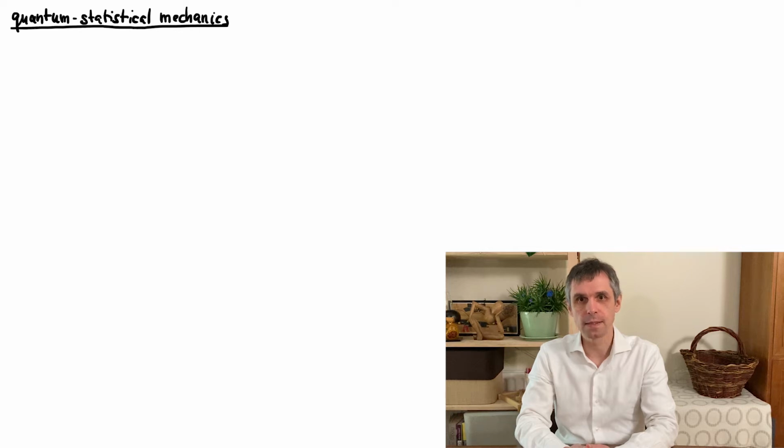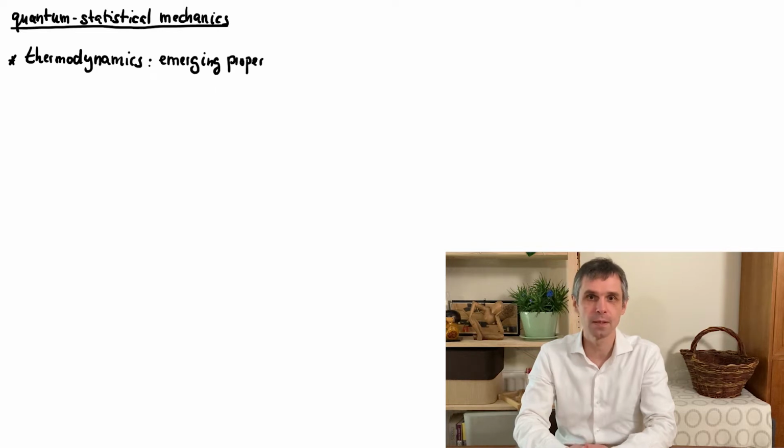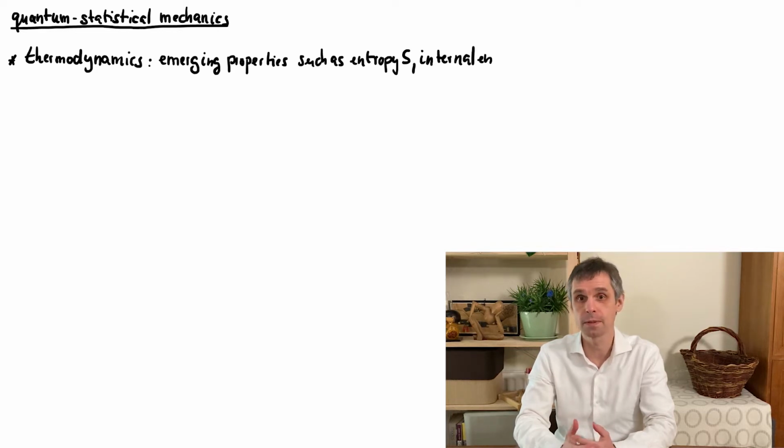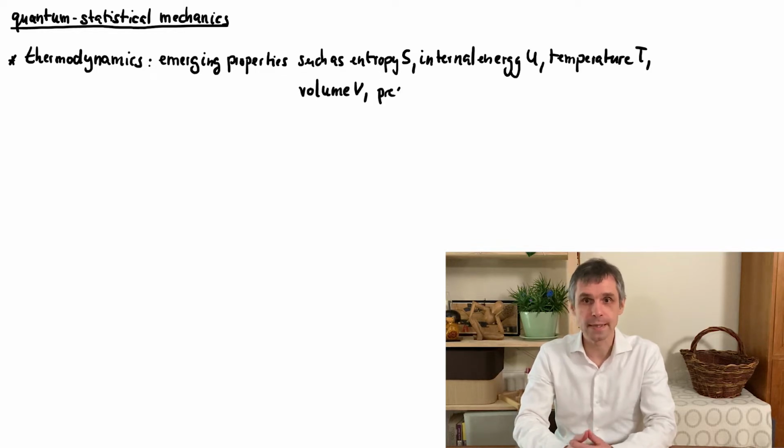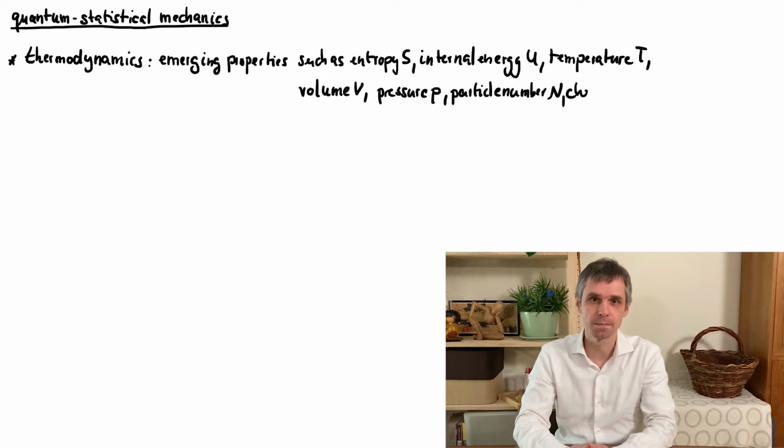We now turn to the statistical description of quantum systems with a macroscopically large number of particles. This is a setting of thermodynamics where we talk about properties such as the entropy, internal energy, temperature, volume, pressure, particle number, or chemical potential of the system. What we want to understand is how these properties emerge out of a microscopic description.